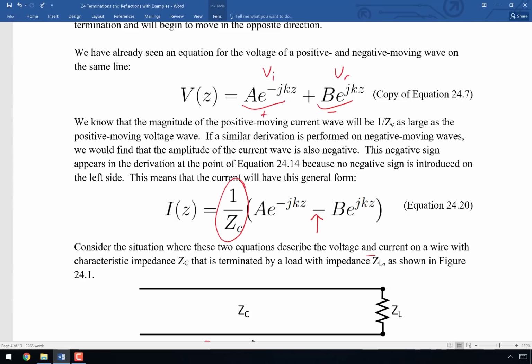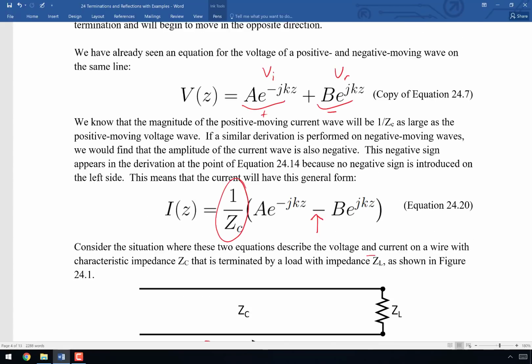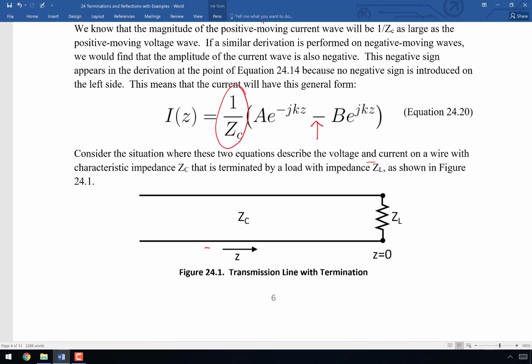Okay, so we know that 3 of the 4 terms are going to be positive: the incident wave voltage is positive, the reflected wave voltage is positive, the incident wave current is positive, but the reflected wave current is going to be negative. So we can see what's going to happen if we have a transmission line that has a characteristic impedance of Z_c, and it's terminated in a load Z_L. Now we're going to have to keep straight our capital Z's and our lowercase z's. It's just an unfortunate thing here that capital Z represents impedance and lowercase z represents spatial variation.